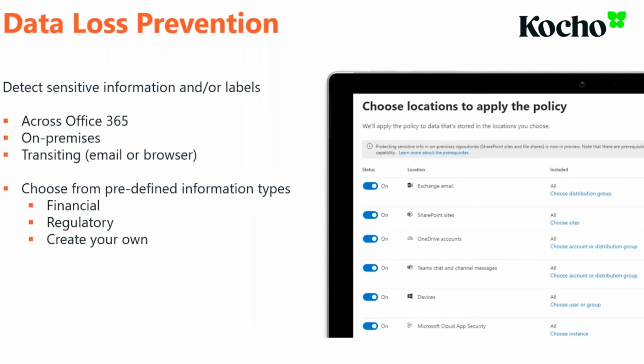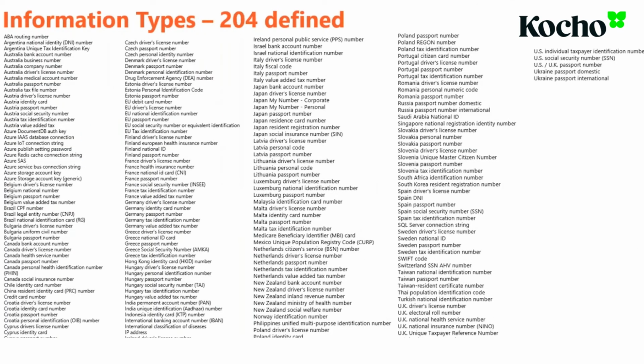Now, there's lots of information types that are available. Some of them are defined by regulation, whether that's GDPR or PCI or HIPAA. And Microsoft do their best to make sure that those information types are predefined for you. But there are currently 204 information types that have been defined.